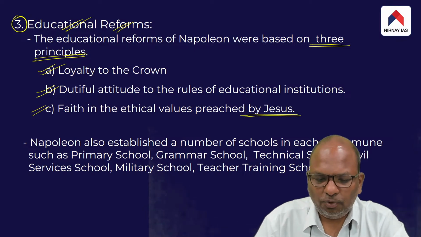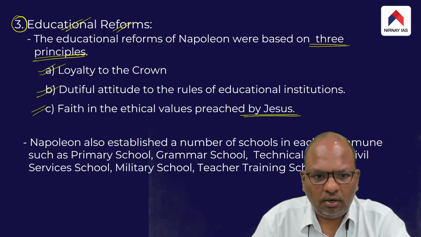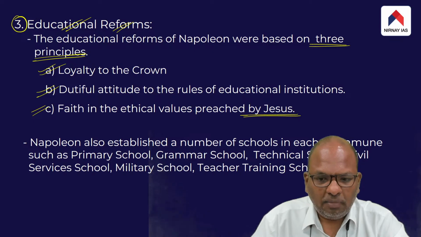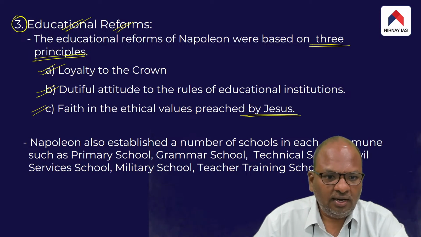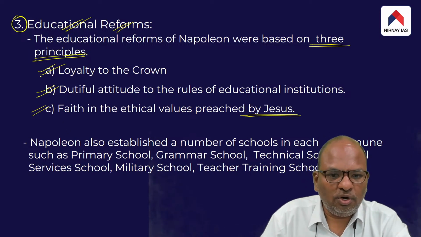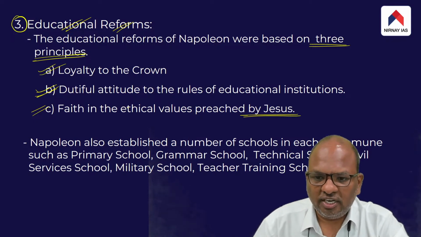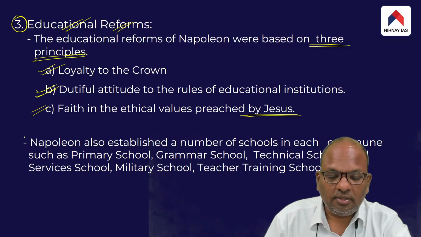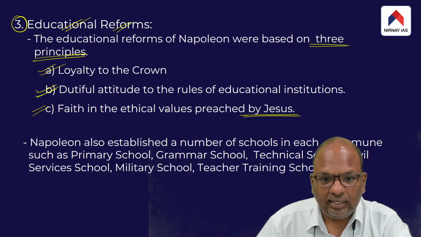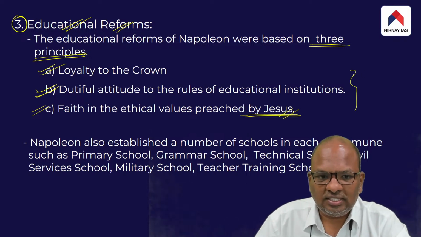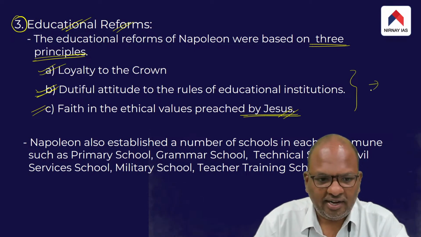So basically, Napoleon, after becoming the first consul, initiated education reforms as well. These educational reforms were based on three principles. One, the educational reforms sought to promote loyalty to the crown. They sought to promote a dutiful attitude to the rules of educational institutions. They also sought to promote faith in the ethical values preached by Jesus. Based on these three principles, the education reforms were carried out.